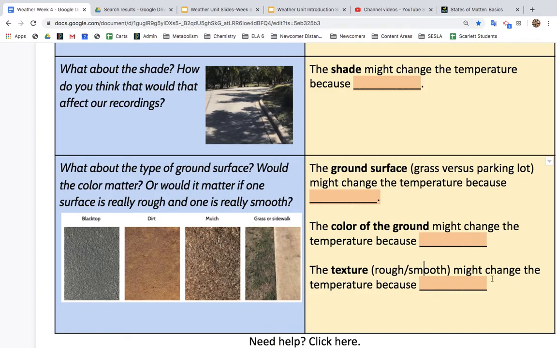Write your ideas here. Remember, they're just ideas. Do your best. They do not need to be perfect. And then move on to the next page.